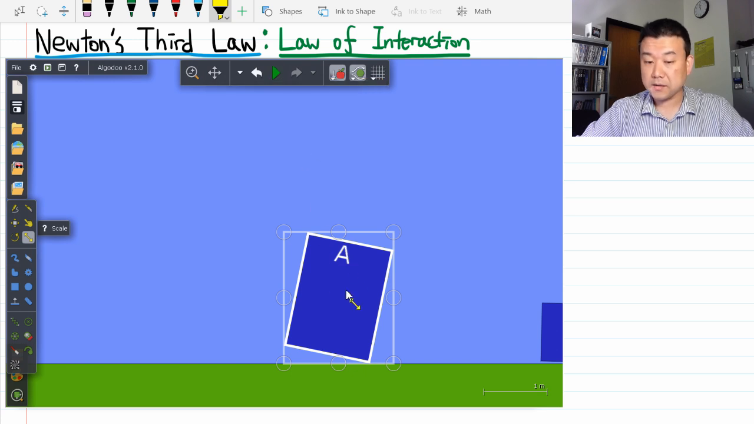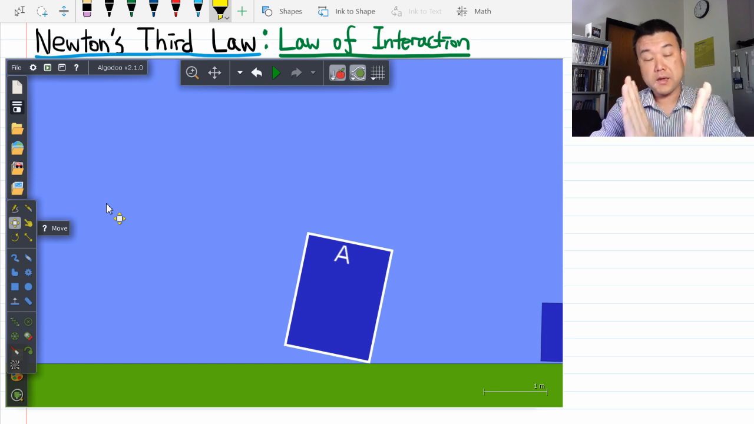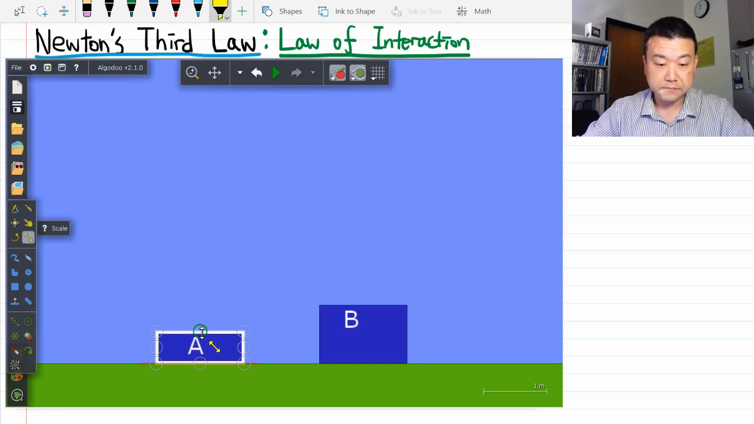So this time A didn't come to a stop, and there's a reason for that. The force pushing B is equal in magnitude to the force pushing A. But because of Newton's second law, the thing with the heavier mass will have lower acceleration. So whereas before A came to a complete stop, this time A doesn't come to a complete stop. Let me flip this around. This time I'm going to have A smaller than B. Let's see what happens then. By smaller I mean less mass.